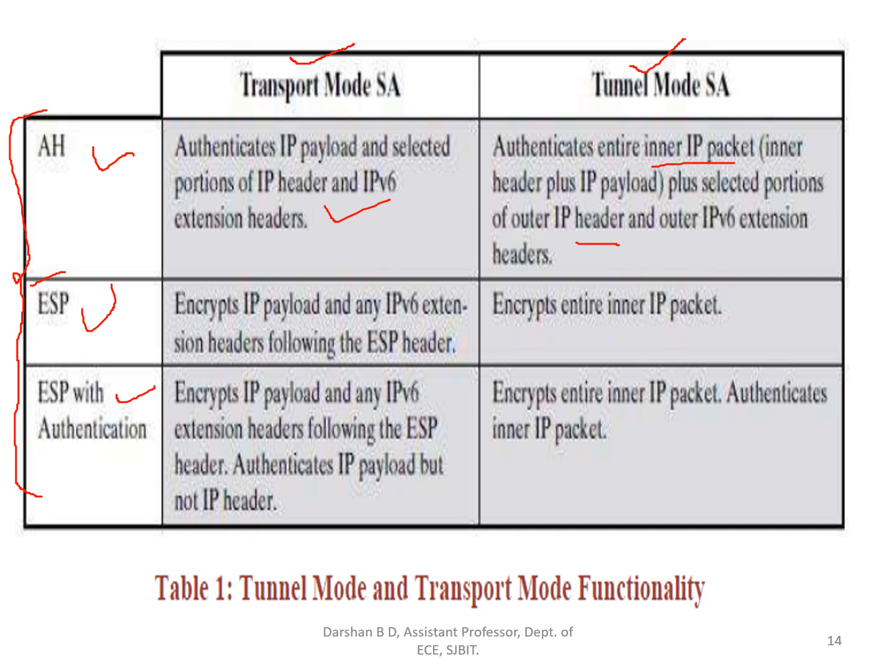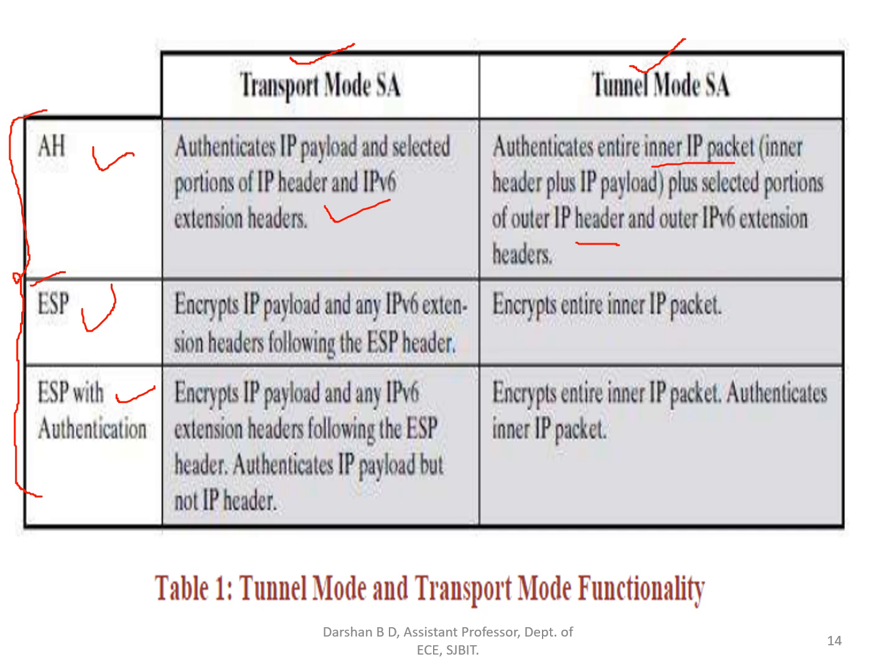So coming to ESP with authentication, both authentication header and ESP encapsulating security payload. Here we are going to combine ESP with authentication. It encrypts the IP payload and any IPv6 extension header followed by the ESP header, because we know that IPv6 provides the extension header. Here the encapsulating security payload has the header and also a trailer part. It authenticates the IP payload but not the IP header. So encryption and authentication both come into the picture, but authentication does not happen for the IP header.